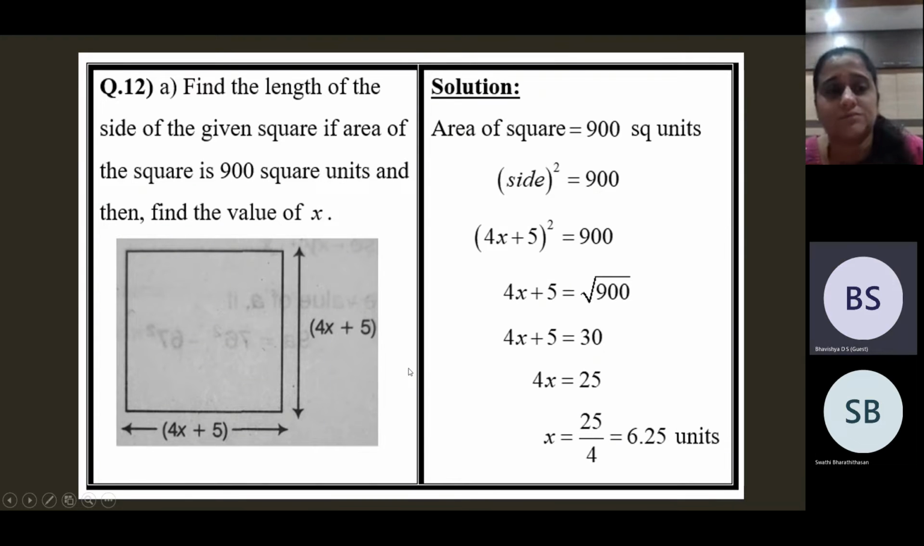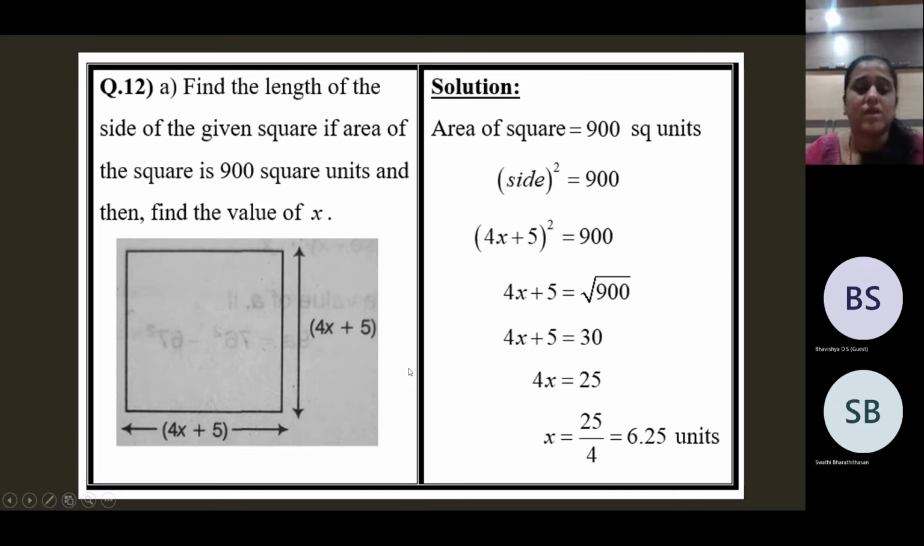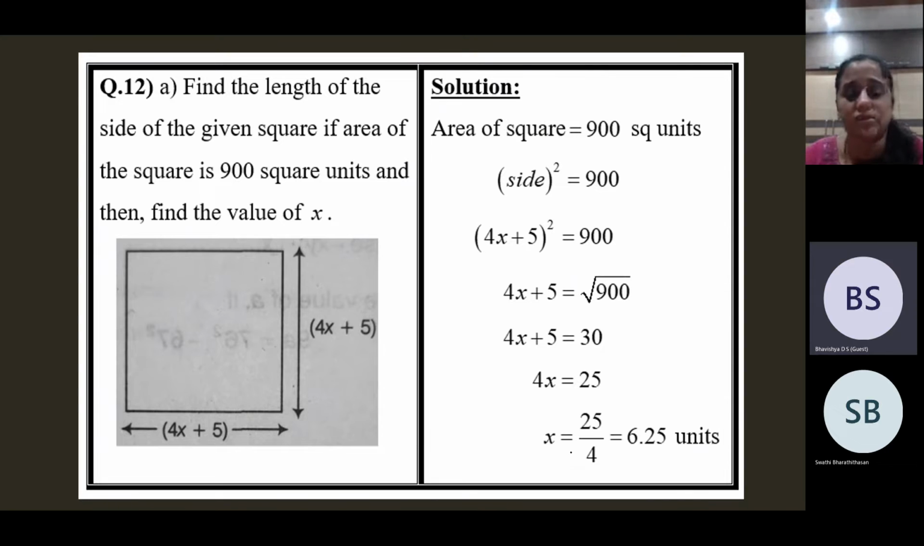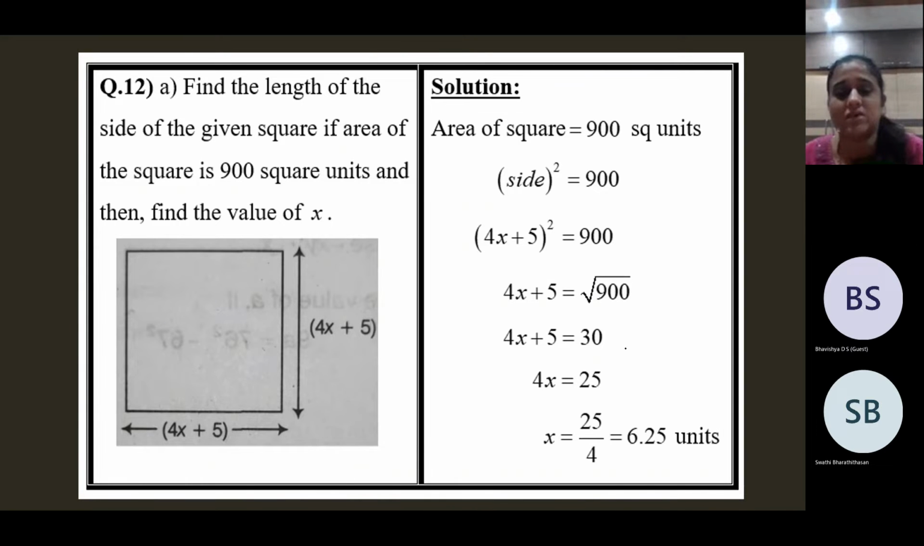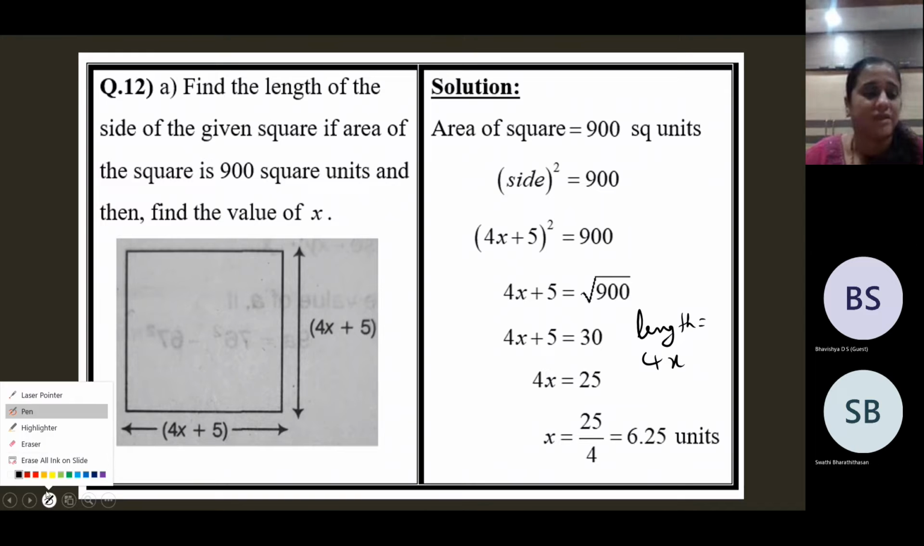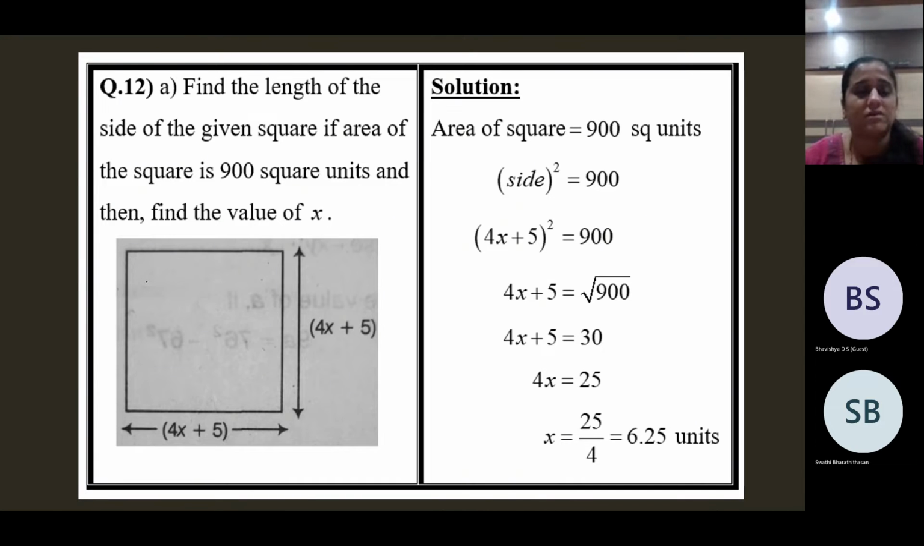Yeah, take a picture. Oh, we have to find the length of the side of the given square, and then find the value of x. Oh, we need to find the length of the side also. Sorry, I didn't find the length. So the length is equal to 4x plus 5. So that is equal to 4 into x, I'll take this 25 by 4 itself.